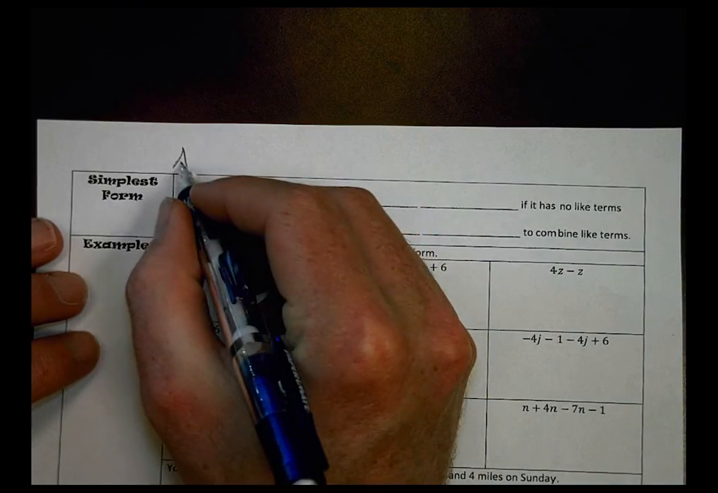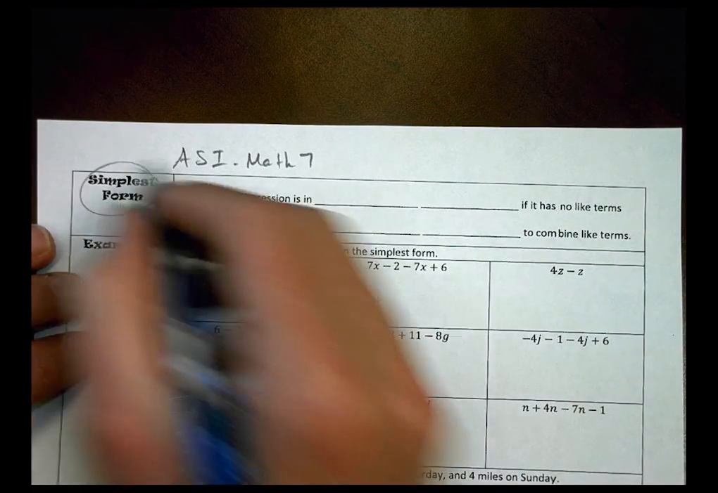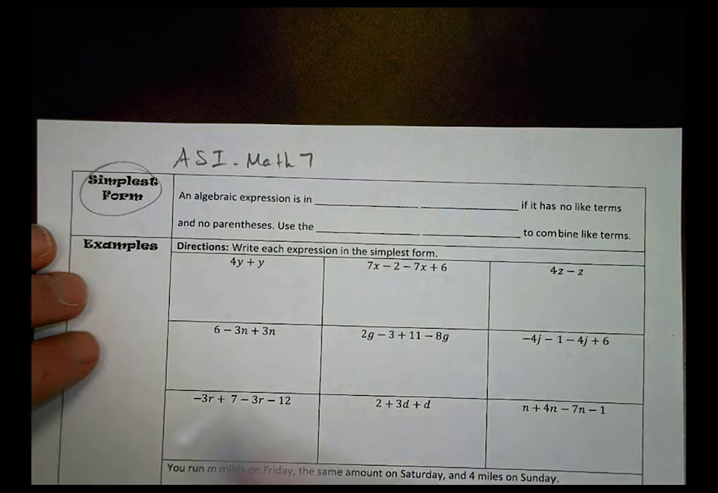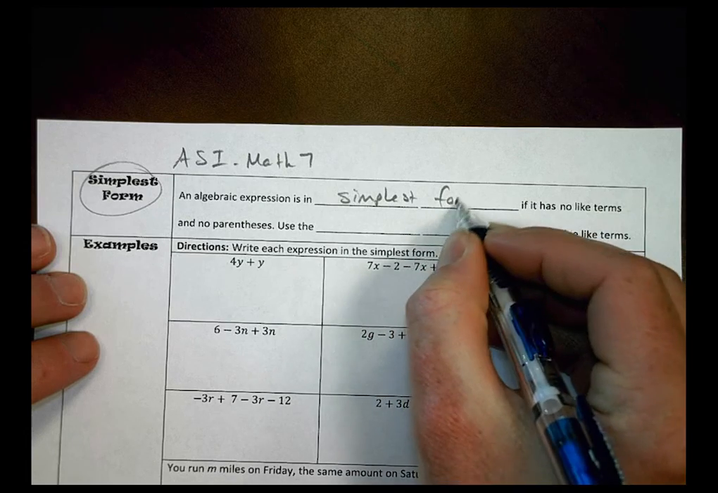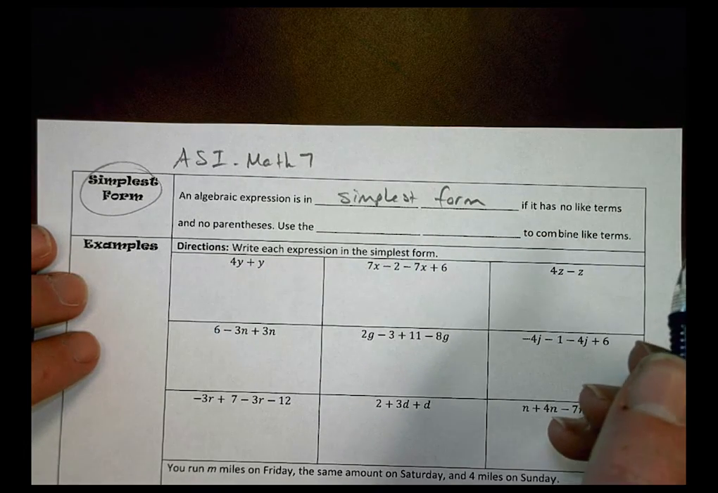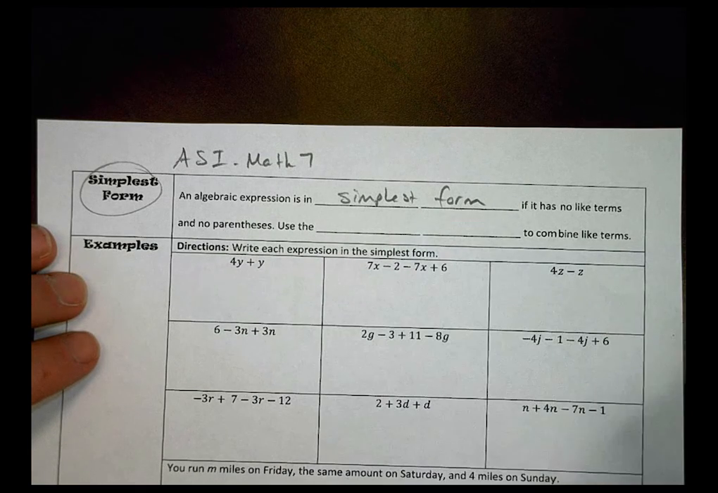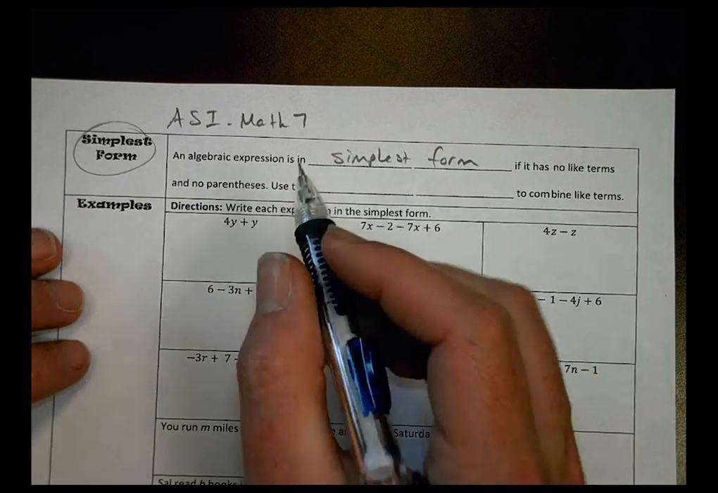So here on the back side, looking at Alta Sierra Math 7, and taking a look at simplest form. An algebraic expression is in simplest form if it has no like terms and no parentheses. It says use the blank blank to combine like terms. I'm not sure what the blank blank is supposed to be because I didn't make this fill-in chart here. But let's do some work and see what we can figure out.